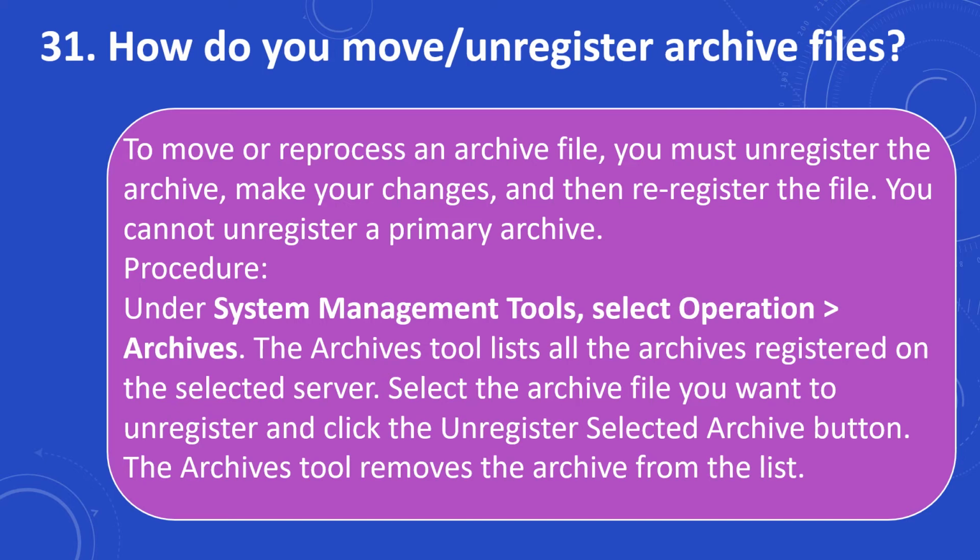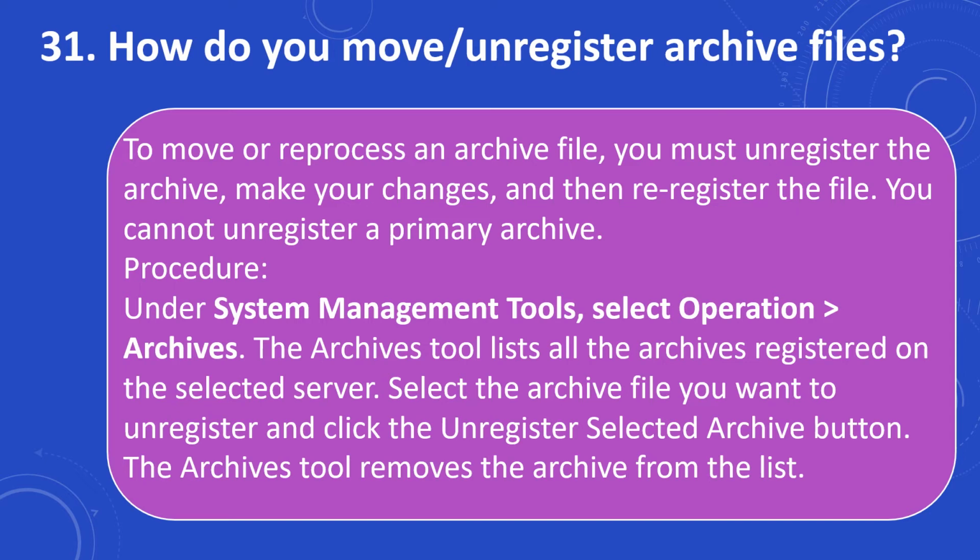How do you move or unregister archive files? To move or reprocess an archive file, you must unregister the archive, make your changes, and then re-register the file. You cannot unregister a primary archive. The procedure is under System Management Tools, you will be selecting the operations.